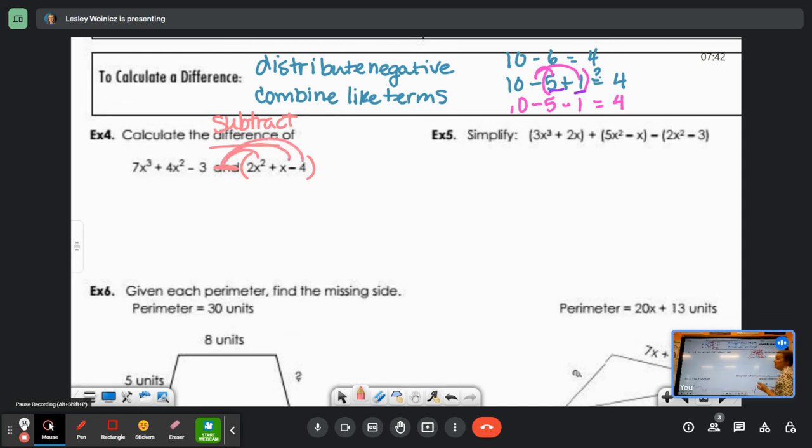So everything in the parentheses goes to the opposite sign of what it was. So I write down my first polynomial, 7x cubed plus 4x squared minus 3. Nothing changed. And now I have to distribute that negative. So instead of positive 2x squared, I have negative 2x squared. Instead of positive x, I have negative x. Now this is the weird one because we're subtracting, so we think it should all be minus. But if I take away a negative, it's actually adding 4, because minus a negative 4 is positive.